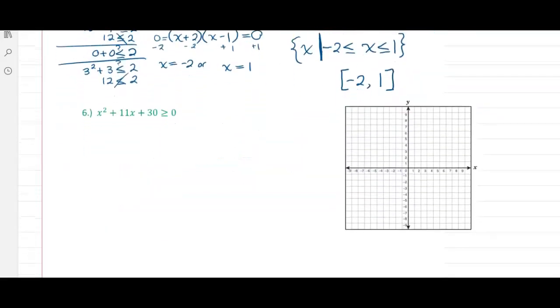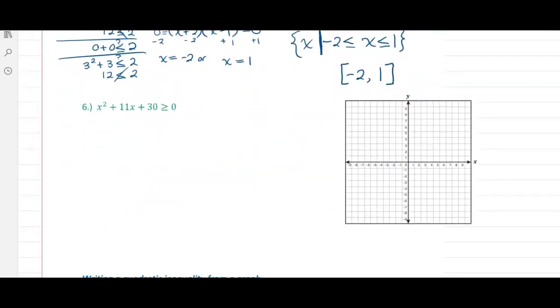All right, let's try the next one. It's already got all the terms on the left, so I'm just thinking, okay, are there 2 numbers that multiply to 30 that would combine to give me, excuse me, combine to give me 11. I should probably not talk and write at the same time. This gets me into trouble. And the answer is yes, 6 and 5. 6 times 5 makes 30. 6 plus 5 gives me 11.